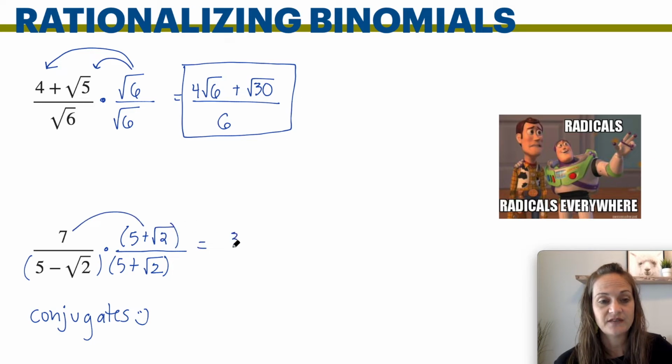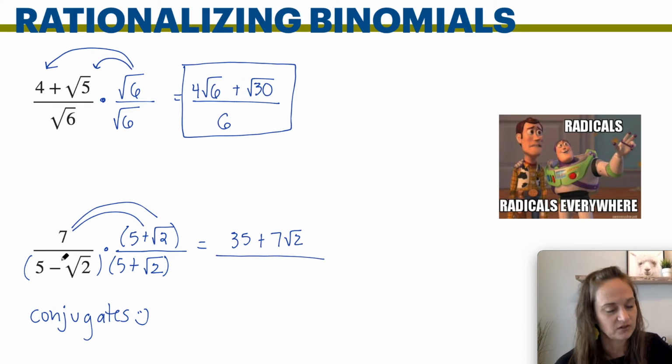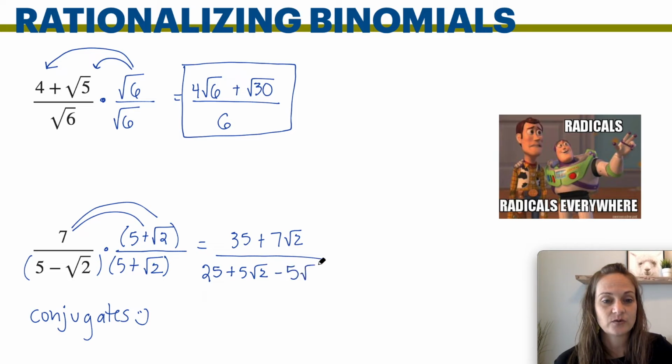7 times 5 is 35, and 7 times the square root of 2 is 7 square roots of 2. You cannot combine these because that has a square root, that does not. On bottom, you will have to FOIL. 5 times 5 is 25. 5 times the square root of 2 is 5 square roots of 2. Square root of 2 times 5 is a negative 5 square roots of 2.